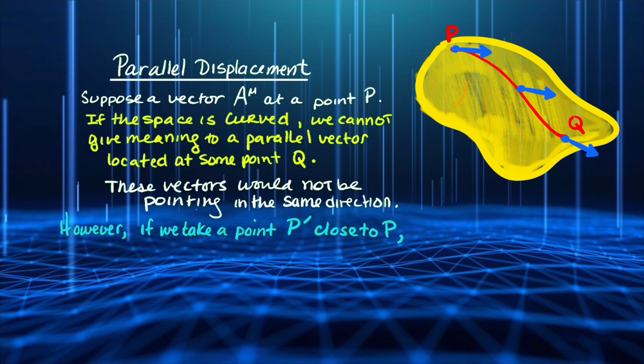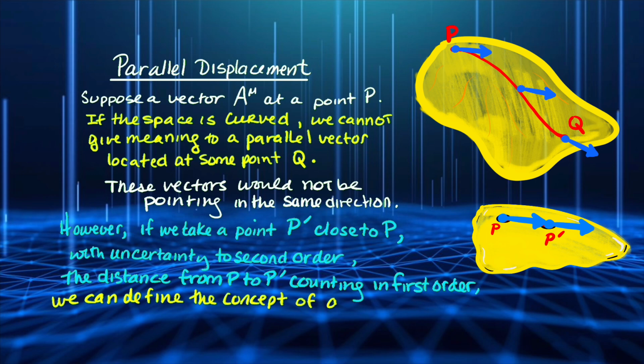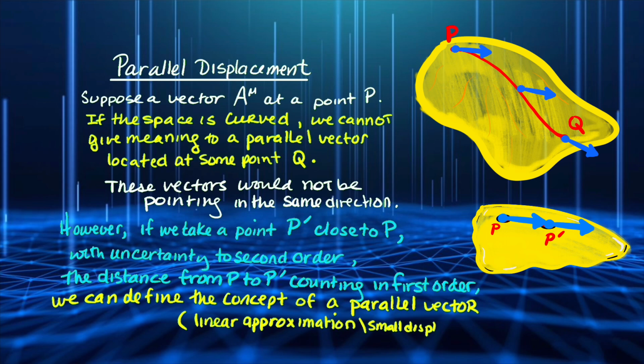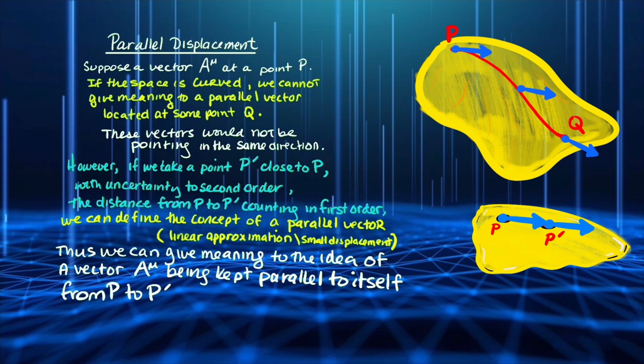However, if we take a point P prime, which is really close to P, with an uncertainty to second order, meaning that the distance from P to P prime counts in first order, we can define the concept of a parallel vector, a linear approximation for a small displacement. So, we can give meaning to the idea of a vector a^μ being parallel to itself after being transported from P to P prime.